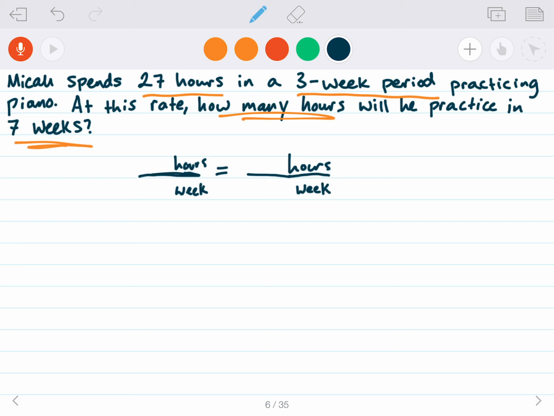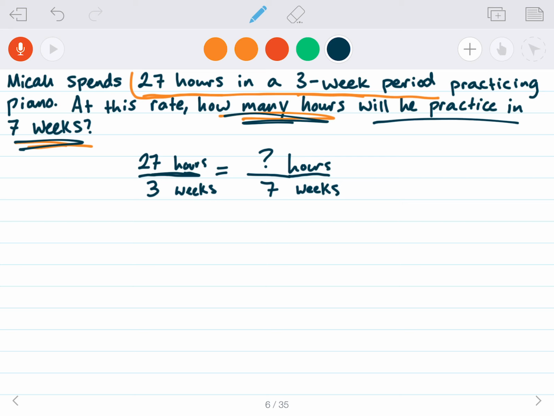Okay. Now it gives us our first ratio. It says 27 hours to 3 weeks. Okay. He practices for 27 hours in 3 weeks. So 27 hours to 3 weeks. And we're looking for how many hours, so that's where the question mark is going. And it says, how many hours is he going to practice in 7 weeks? So the question mark is going to go above 7.